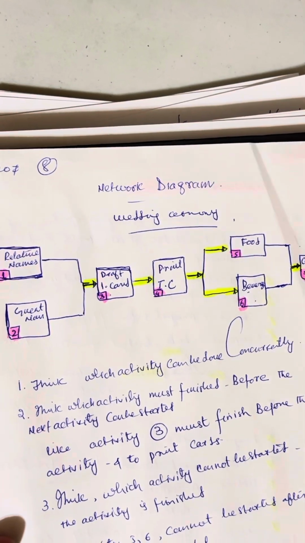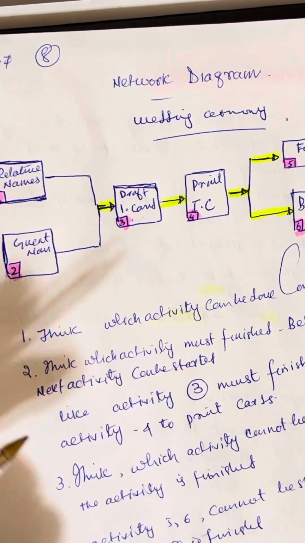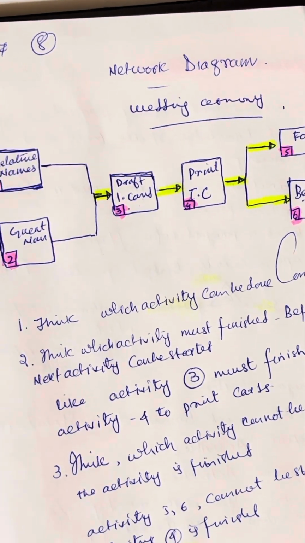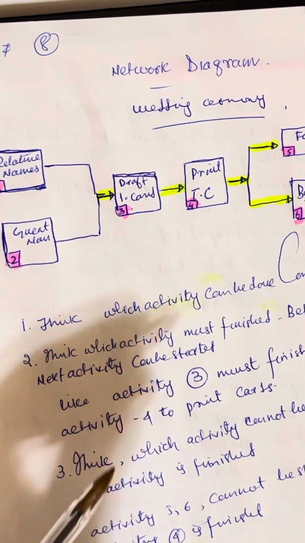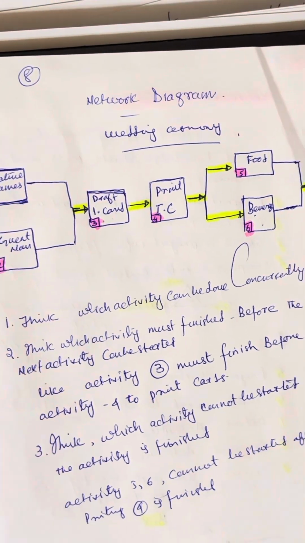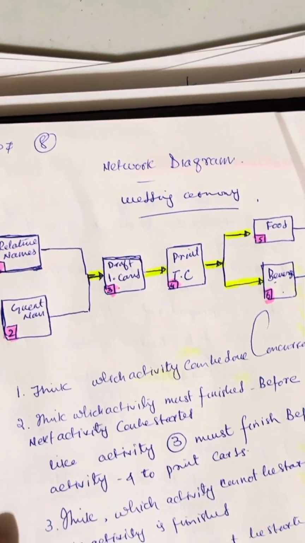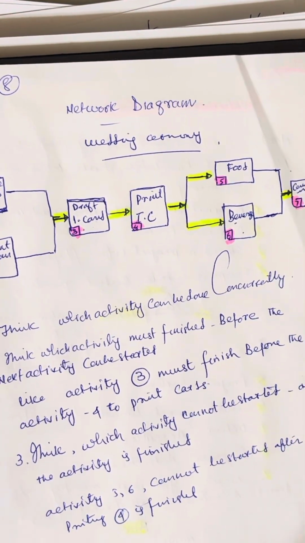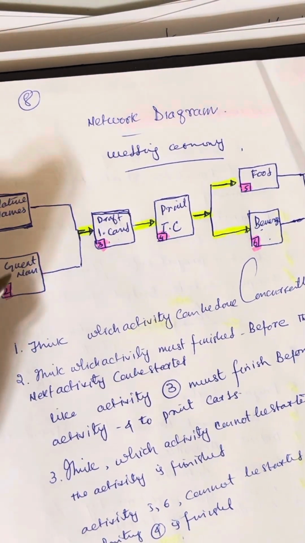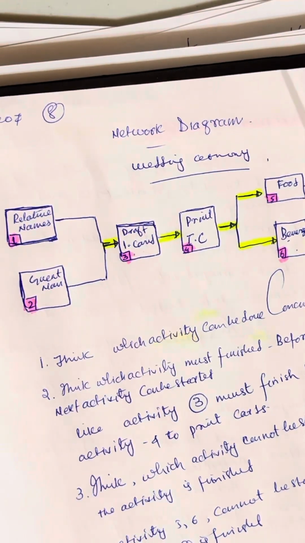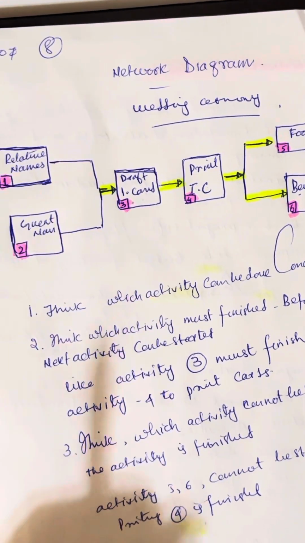So during the network diagram, we have to first think about the activities, like which activities we can do concurrently in the project at the same time. And then the second one, we have to think about which activity must be finished before the next activity can be started. So let's say these two activities must be finished, then the draft of the identity card activity will start. So this is the second thing you have to think about.